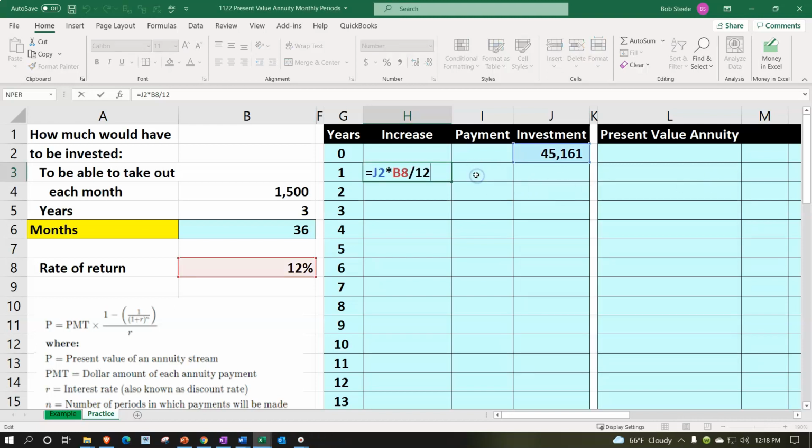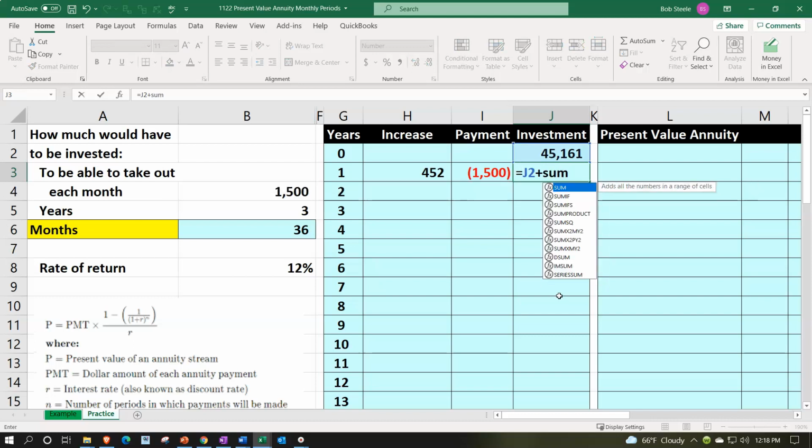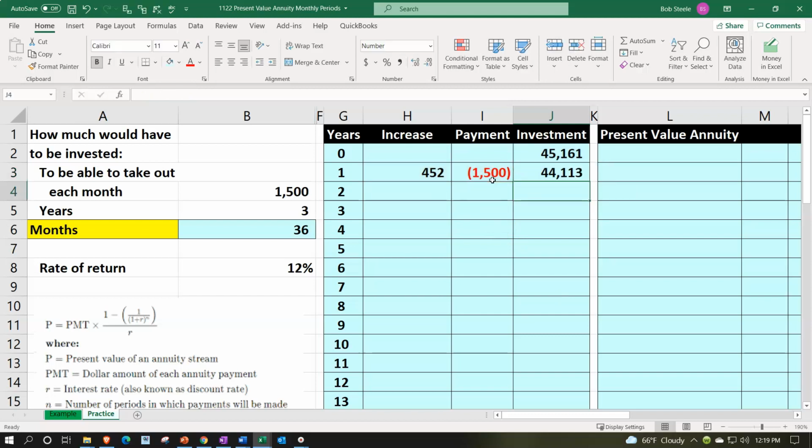So now we have a payment, so we're going to be taking that out each time. I'm going to make this a negative by typing negative instead of equals and pointing to that 1,500. And then we had the prior investment equals the one above it, plus, and I'm going to say the sum of, using the trusty SUM function, Shift 9, and I'm going to add these two together, summing them. That's what summing means, even though this one will basically subtract because it's a negative number, closing up the brackets. So the 45,161 plus the 452 minus the 1,500 gives us the 44,113.